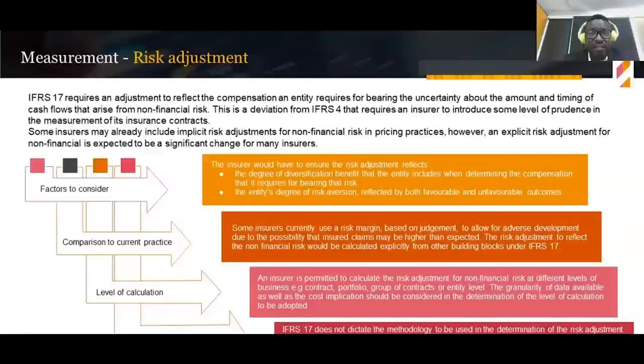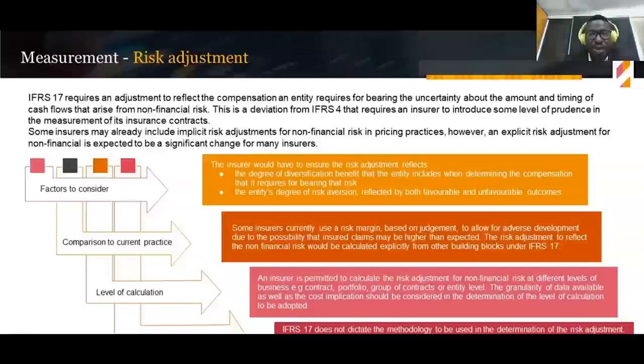However, under IFRS 17, we need to consider the risk adjustment separately. Risk adjustment is considered to be compensation for bearing uncertainty around the amount and the timing of the cash flows that arise from non-financial risk. So we're looking at risks such as mortality risk, lapse risk, surrender risk, and all of that. All of this needs to be calculated separately from how we were doing it before.